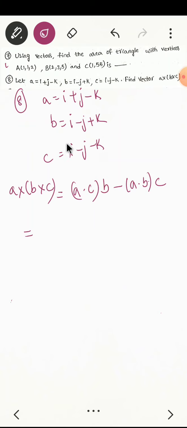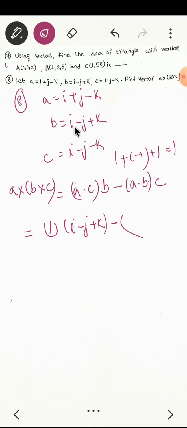Okay, first find A dot C. 1 into 1 plus 1 into minus 1 plus minus 1 into minus 1. Total is 1. So 1 into B, which is I minus J plus K, minus A dot B. Find A dot B: 1 into 1, plus 1 into minus 1, plus minus 1 into 1. So this will give minus 1.